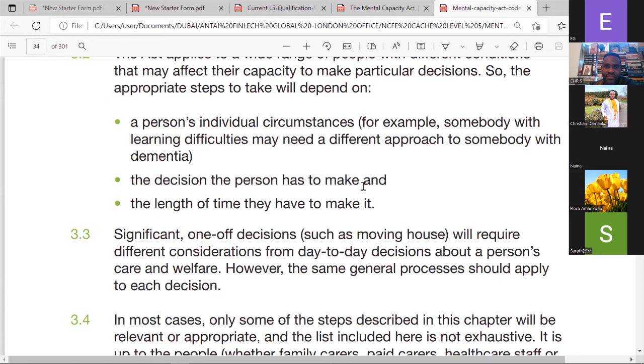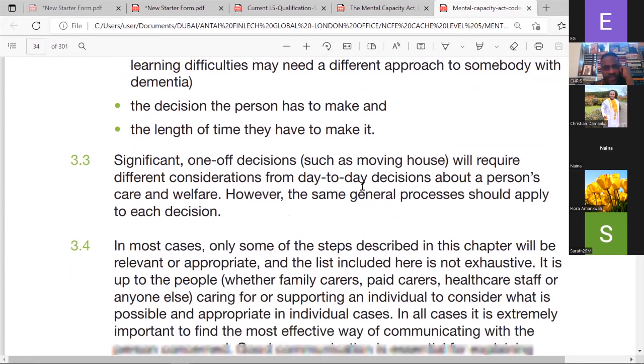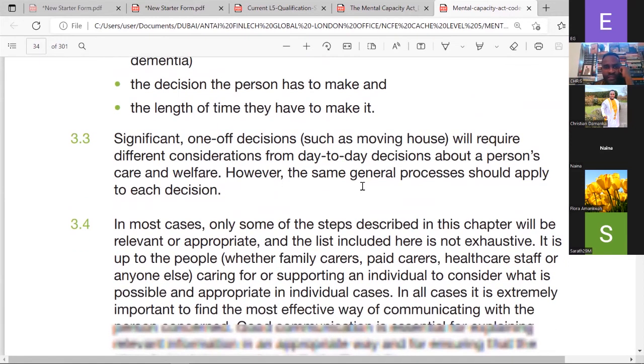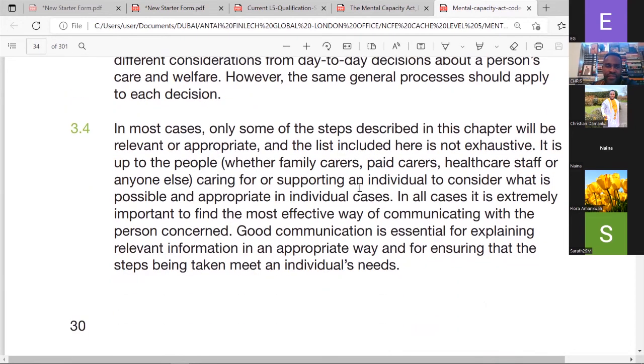3.3 Significant one-off decisions such as moving house will require different consideration from day-to-day decisions about a person's care and welfare. However, the same general process should apply to each decision. 3.4 In most cases, only some of the steps described in this chapter will be relevant or appropriate, and the list included here is not exhaustive. It's up to the paid carer, family carer, healthcare staff, or anyone else caring for or supporting an individual to consider what's possible and appropriate in individual cases.